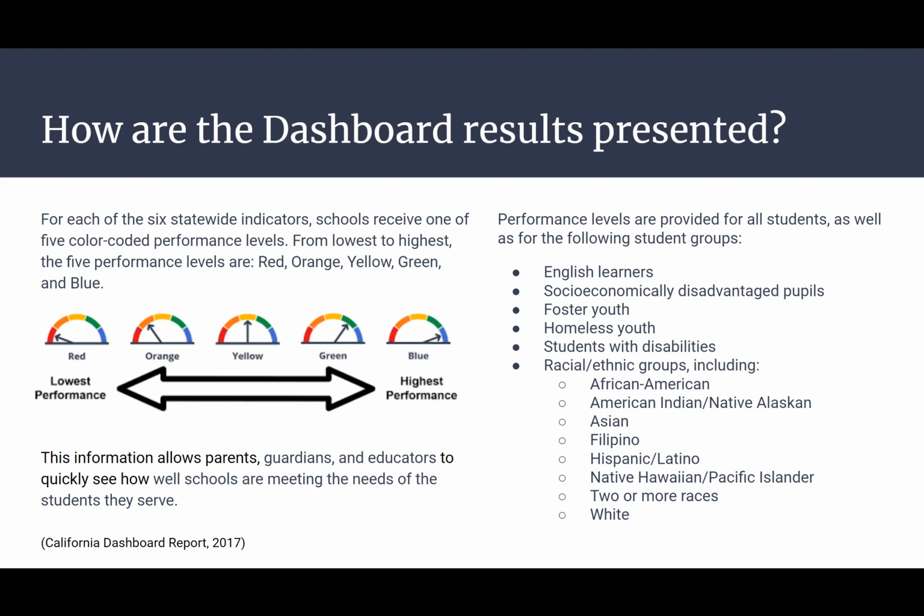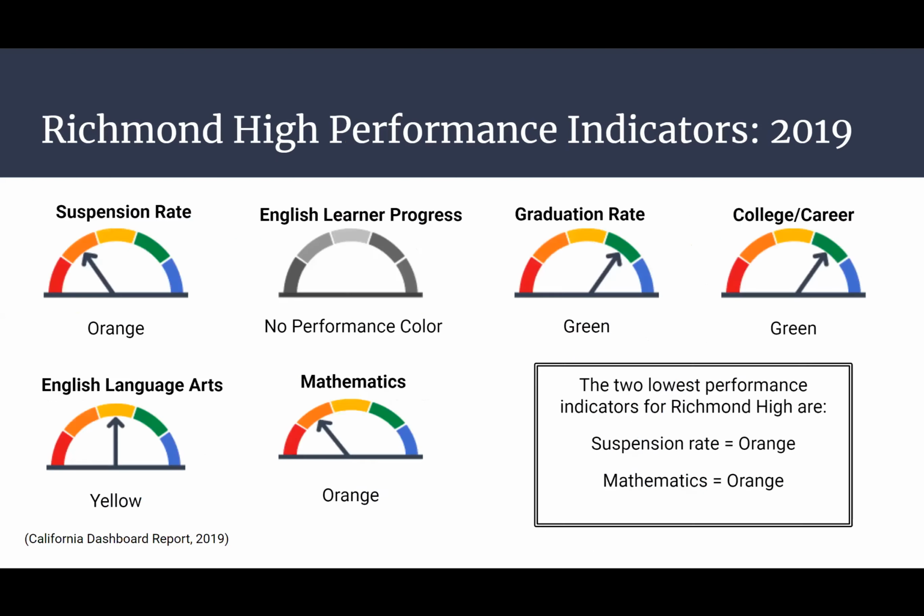And you may be thinking to yourself at this point, that's a lot of information, a lot of detail, and that's great. But what does that really mean for me, and why should we be worried about that? The bottom line is that the information that's provided through the California Dashboard allows parents and guardians, as well as educators here at the school, to quickly see how well schools are meeting the needs of the students that they serve. So next slide, please. Now that you've got some background idea about how the dashboard works, we are going to look specifically at our school, the Richmond High Performance Indicators for 2019.